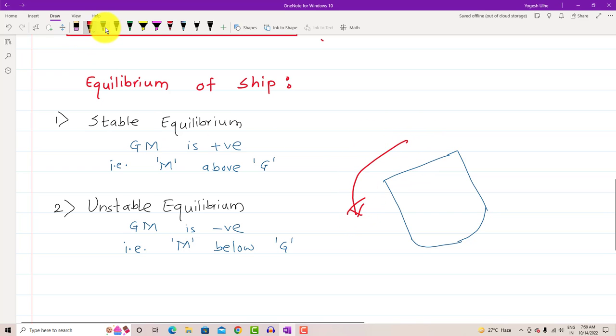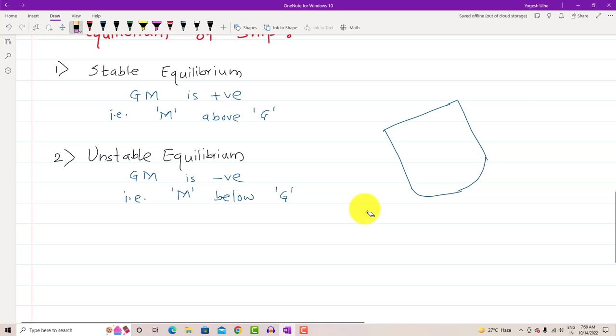Did you get the meaning? In stable equilibrium, the ship comes back to its upright position automatically. But in unstable equilibrium, once the ship is heeled by some particular angle, it will not come back to its upright position, but instead the ship will get capsized. That is what is meant by the unstable equilibrium situation. I will keep this transverse view, we need it.